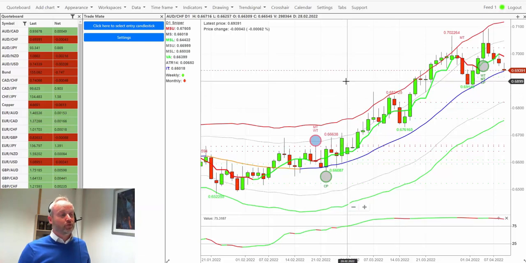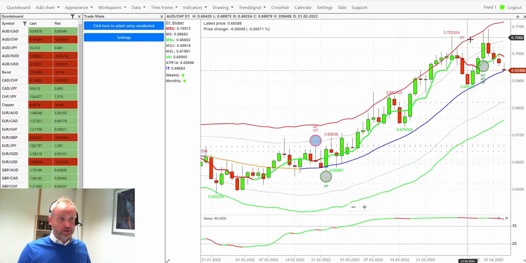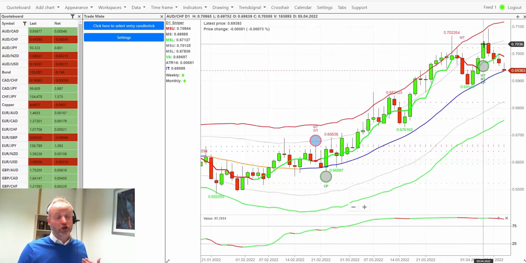Okay, so let's start off with Aussie Swiss, Australian dollar against the Swiss franc there. Hopefully you can see the buy there from the 5th of April, date at the bottom, date up here as well. So put my cursor over, 5th of April was the buy, the close of that bar.